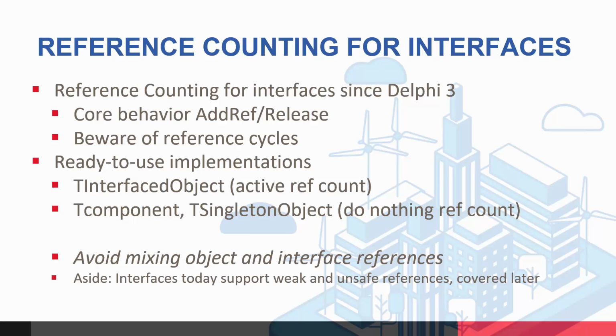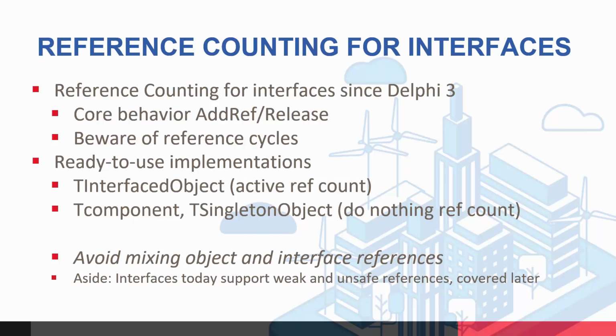So next I want to spend a minute on reference counting for interfaces. It's been around since Delphi 3 or Delphi 4, I'm not actually 100% sure. So the core behavior is that whenever there is an interface reference, a variable of an interface type, when something is assigned to it, you get an addref function call. When it goes away, you get a release call. The implementation of addref and release is actually up to the class. There's no predefined default implementation of addref and release for interfaces.